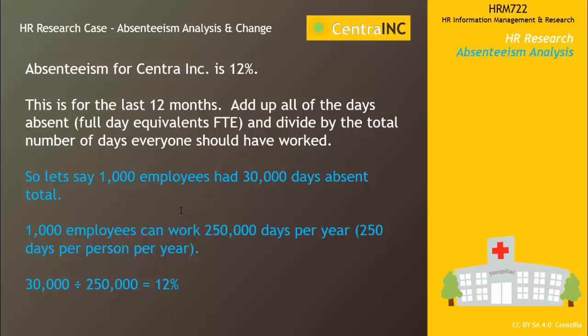Now, out of those 250,000, we had 30,000 lost. So take a look. 30,000 absent days divided by 250,000 days they could have worked is 12%. Now, if you wanted to do the absenteeism rate for one person, you just add up the days that one person was absent and divide it by 250. So we do have a 12% absenteeism rate.